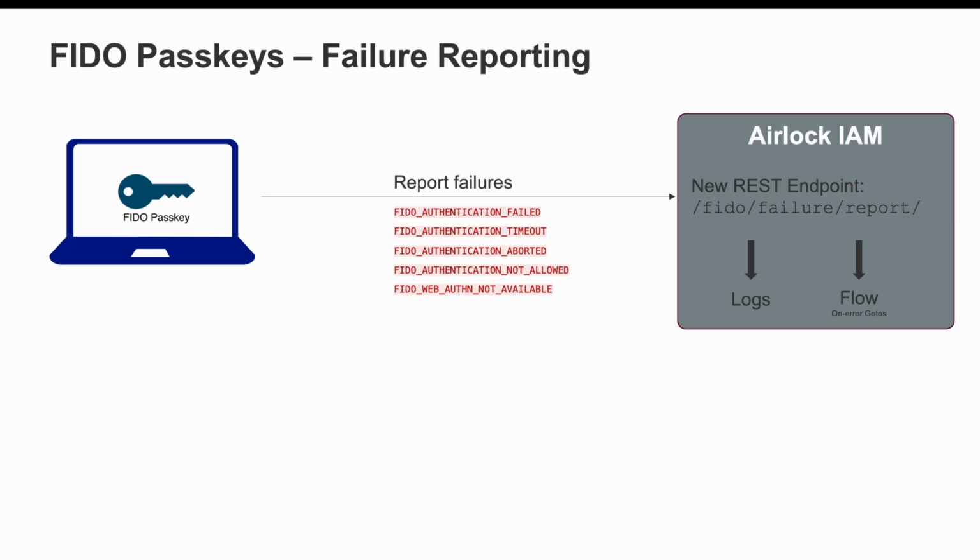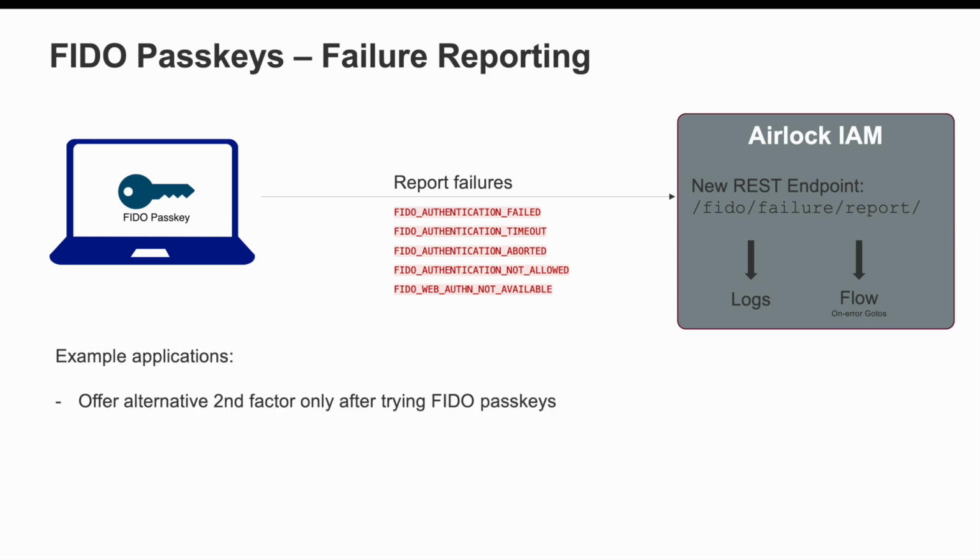Just to give you 3 examples of what you can do with it. For example, if a user tries to use FIDO passkeys and it doesn't work, you could then, after that, offer an alternative second factor by redirecting the flow to such an alternative second factor step. Or if WebAuthn is not available in the client for some reason, you could guide the end user and tell the end user what happened and then redirect the end user to wherever you want in the flow.